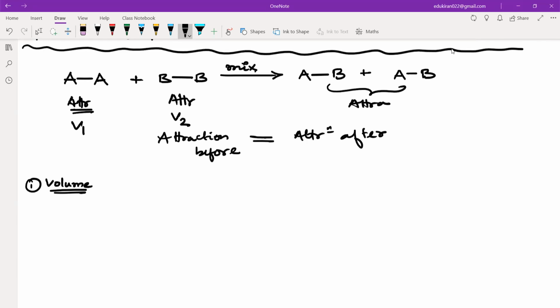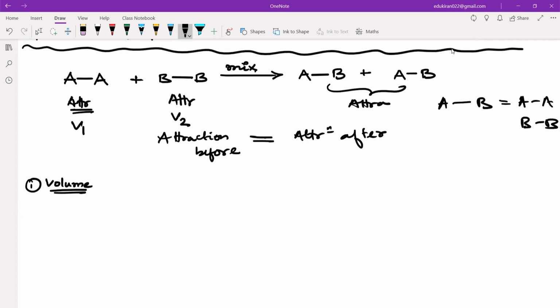So, if the attraction is the same even after the mixing, then we can say that here also the distance between A and B will be equal to the distance between A and A and B and B. Correct?